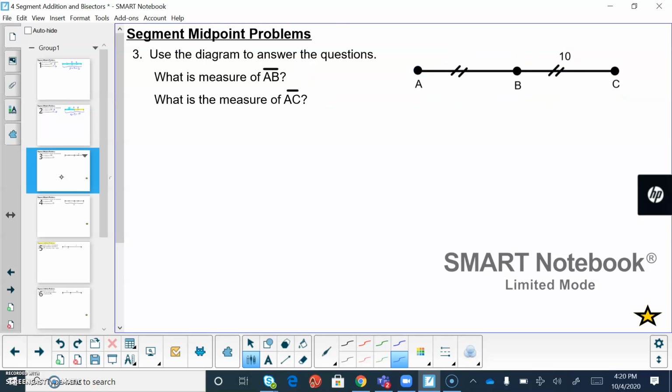Let's look at our third example. It says, use the diagram to answer the questions. What is the measure of AB and what is the measure of AC? And now I'm going to pause and let you actually answer those questions on your own.